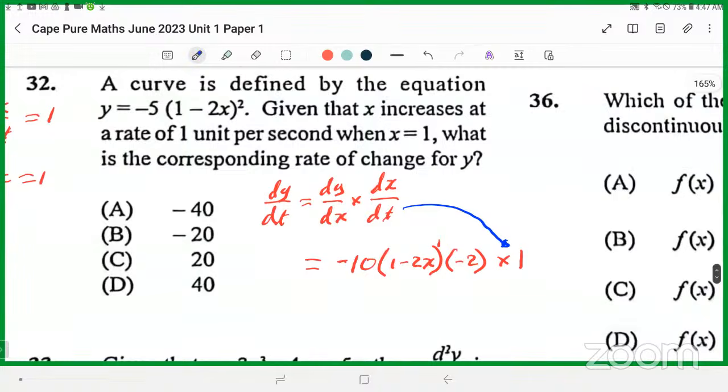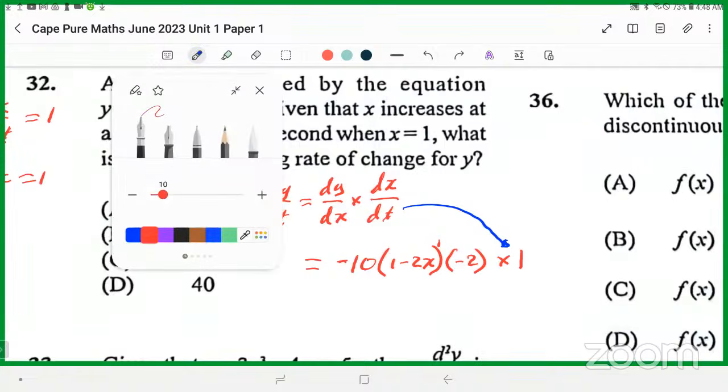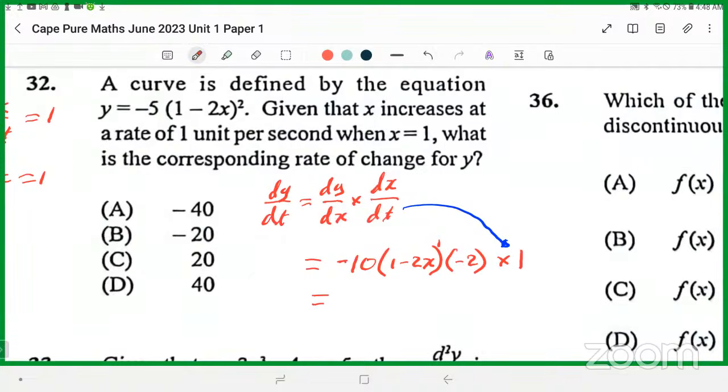All right. And you're plugging in this x equals 1 now in everything. So this is negative 10. You plug 1 inside here, you're going to get negative 1, because this x is 1, times a negative 2, times this 1. That one becomes immaterial. So you're going to get a negative answer, negative 20, because these two negatives cancel and make it positive. So negative 10 times 2 is negative 20 right here. So that says negative 20.